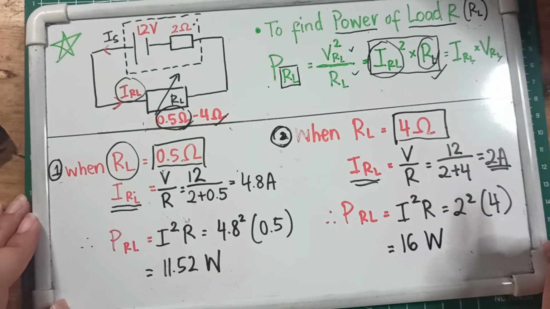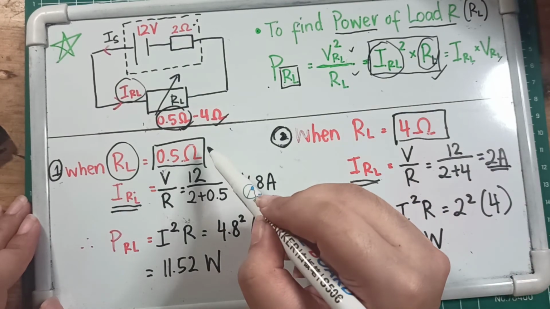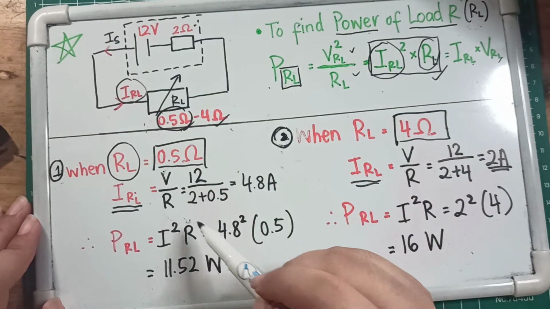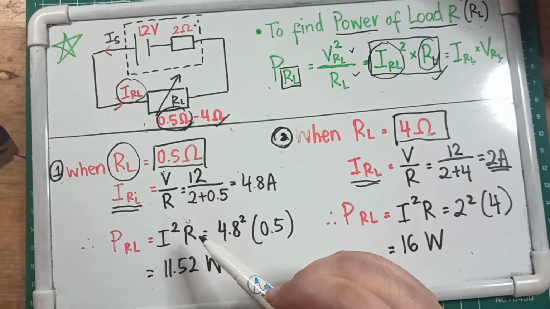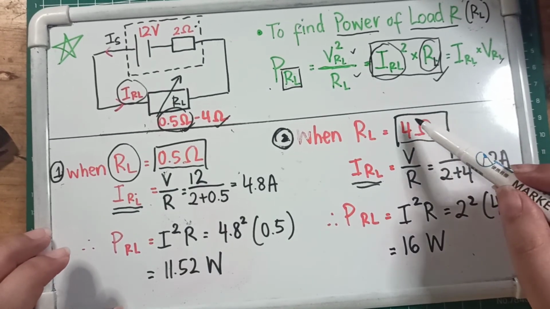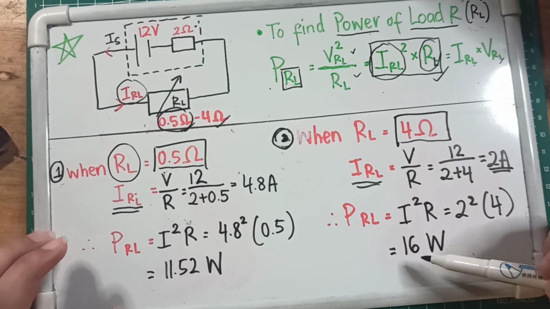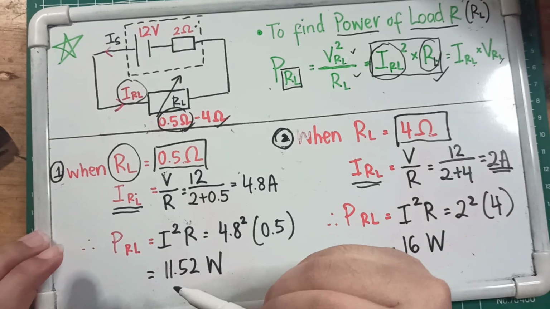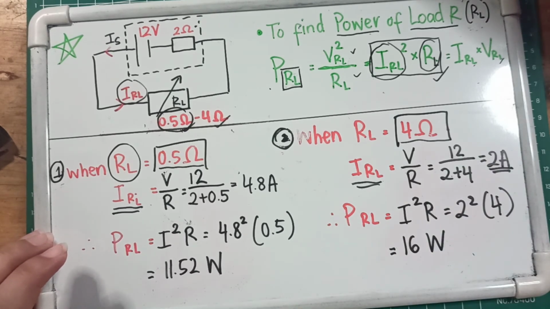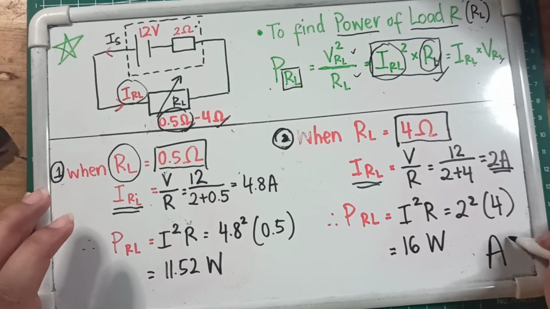And then let's look at the graph. Which graph represents this best? Definitely when the resistance is 0.5, the value is not 0, so it cannot be C or D. And when the value of resistance is 4, we know that the value of power is 16. So it's higher than when it was 0.5 ohm, right? So the best graph that represents this is A.